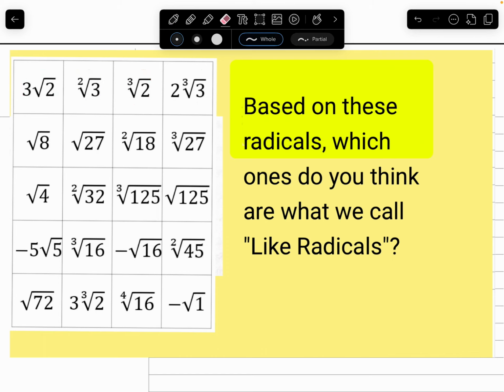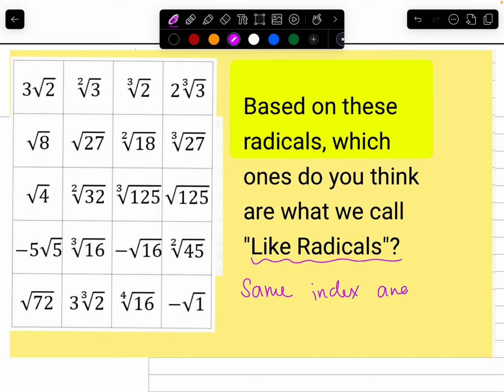What we call like radicals are ones with the same index and the same radicand. Okay, index and radicand. So now that you know what they are, which one do you think matches here?